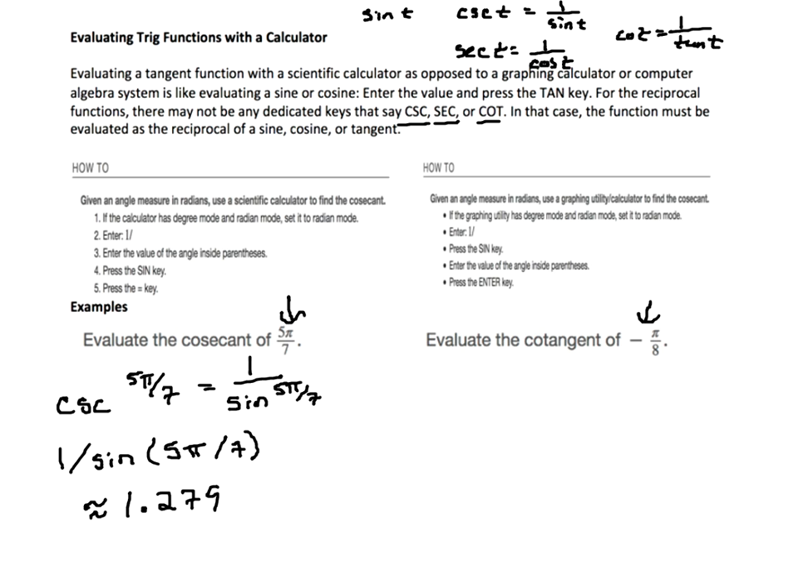Okay, great. So this next one, we have the cotangent of negative pi over 8. That's the same exact thing as 1 over the tangent of negative pi over 8. And when I put that into my calculator, make sure you're using your negative sign at the very bottom instead of your minus sign. I get approximately negative 2.414.